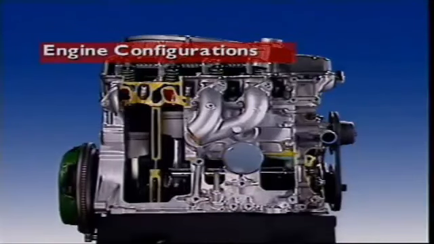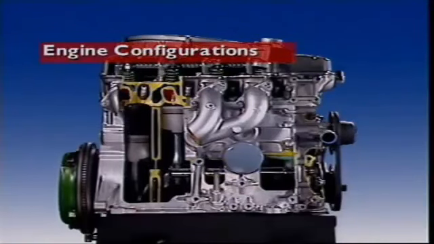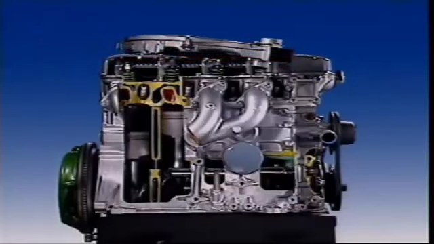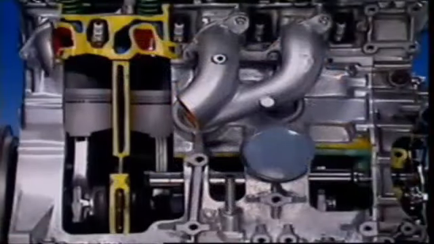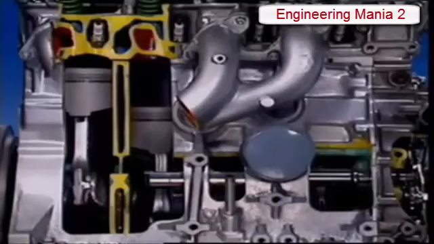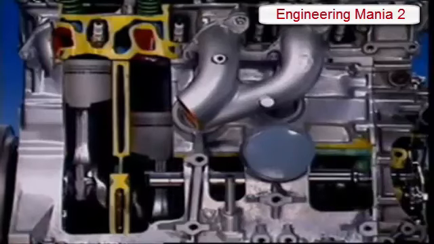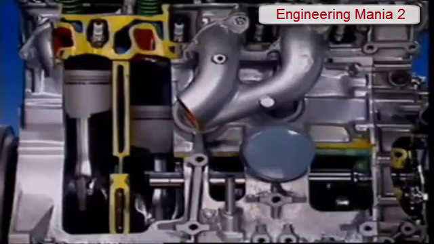The way engine cylinders are arranged is called the engine configuration. Inline engines have the cylinders in a line. This design creates a simple-to-cast engine block. In vehicle applications, the number of cylinders is normally from 2 up to 6.